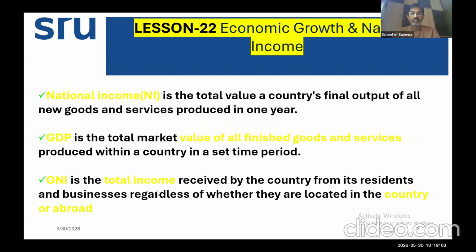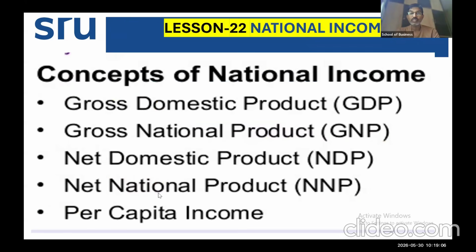I will move to the next continuation. Now these are the concepts of national income, and with a few examples, we are going to discuss what these concepts are. Out of this, the first and most important is GDP, gross domestic product. Second, gross national product. Third, net domestic product. Fourth, net national product. And after that, per capita income. So these concepts we are going to discuss in the class. Now we'll move to the first concept.